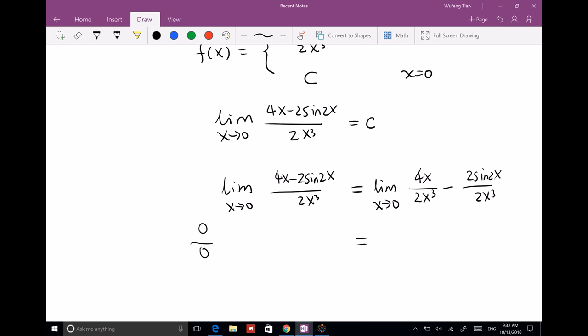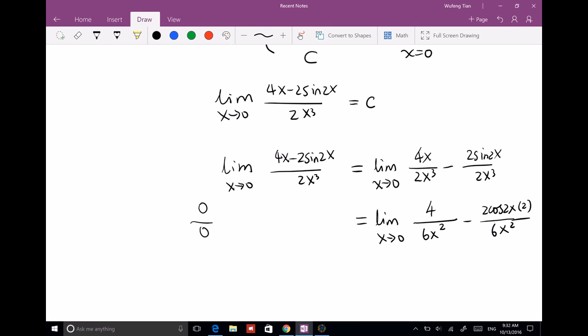So then as you derive the 4x over 2x cubed, this is going to turn into 0 on top after 2 derivatives. So you can just ignore that, right? Oh, you take the derivative. This is a 4. This is a what? 6x squared. Okay, then you take a derivative. This one, 2 cosine 2x times 2, right? Yep. Okay, so what do you got here?